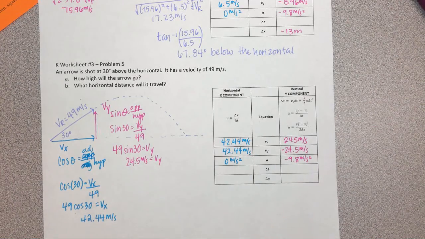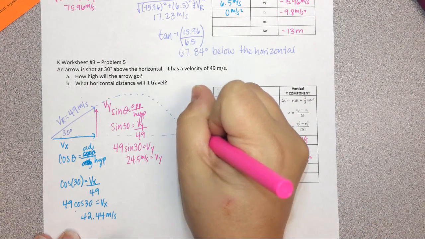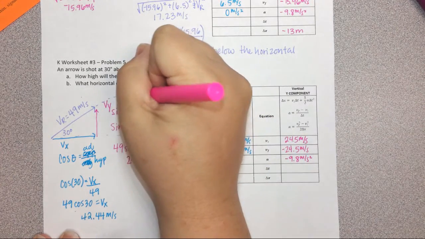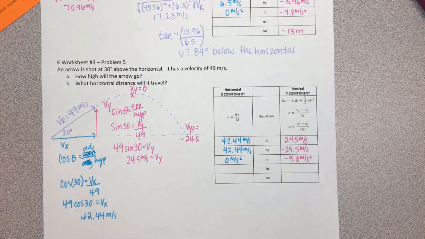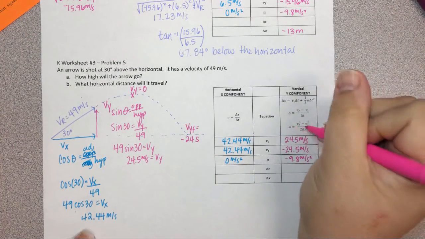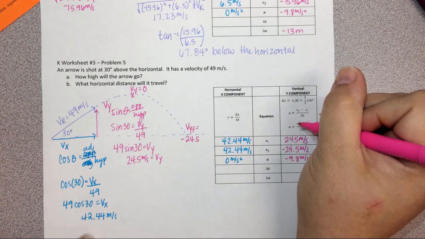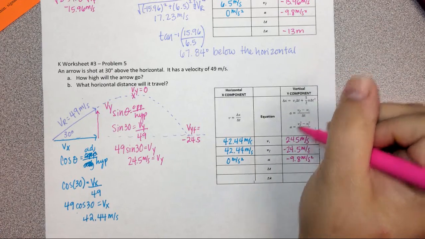The first question says, how high will the arrow go? So in order to figure that out, you need to think about what the velocities are here. Our initial y velocity is 24.5. Our final y velocity is negative 24.5. And at its maximum height, the y velocity is 0. So if we wanted to find the height, we could use this third equation and make either the final velocity 0 or the initial velocity 0. My preference is to do the final velocity.